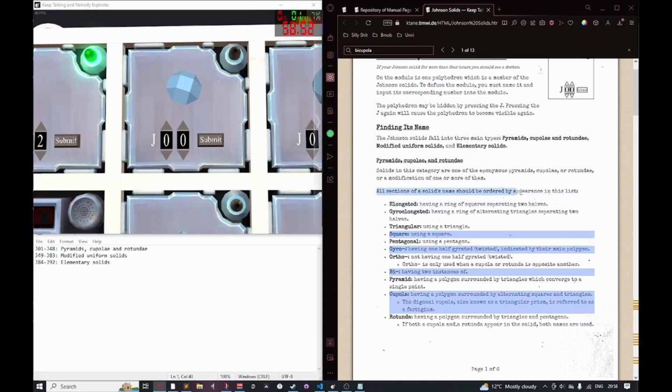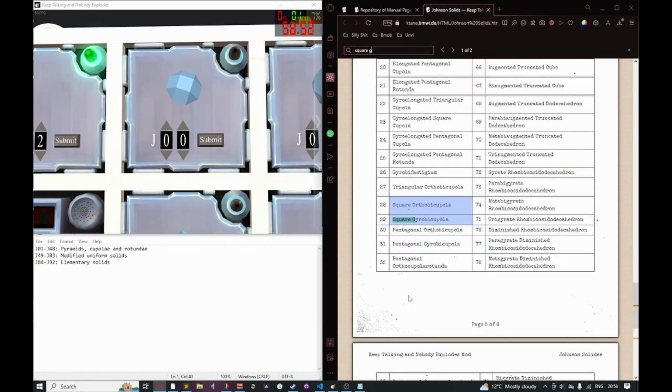By way of the solid names, as it says here, are ordered by appearance in this list. So you find all the things that apply here, and you go down and name it. This is a square gyrobicupola. Anything that has a hyphen after it will be added as a prefix, so gyrobicupola will be all one word. So we have a square gyrobicupola, which is 29.